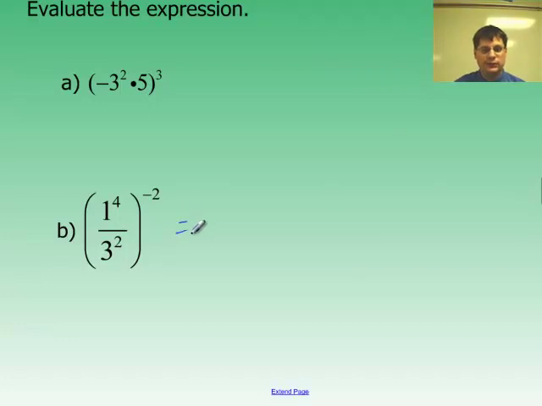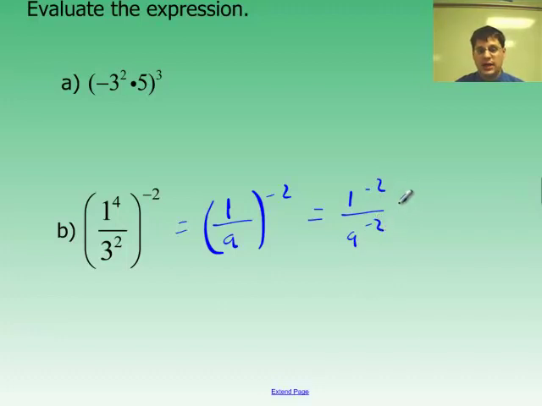So, for instance, one way is I could evaluate 1 to the 4th power first, and that's going to give me 1. And then 3 squared is 9, and then this whole thing is to the negative 2. So this is like saying 1/9 times 1/9, so that's going to be 1 to the negative 2 power, and then 9 to the negative 2 power. So the negatives cause them to flip sides, so that's going to be 9 squared over 1 squared, which is just going to give me 81. Okay.